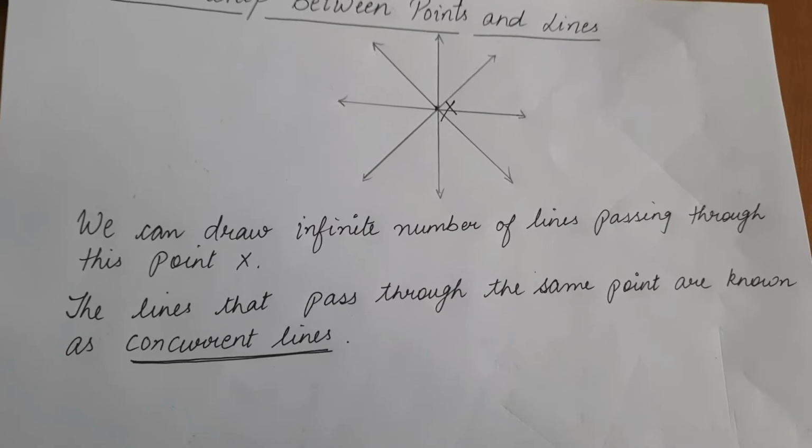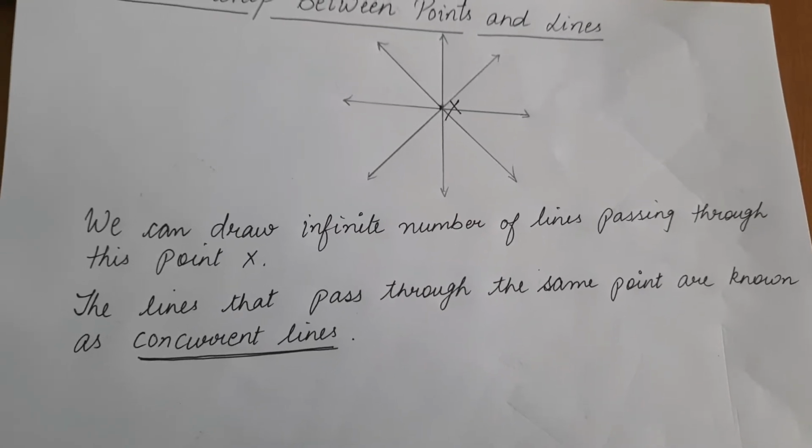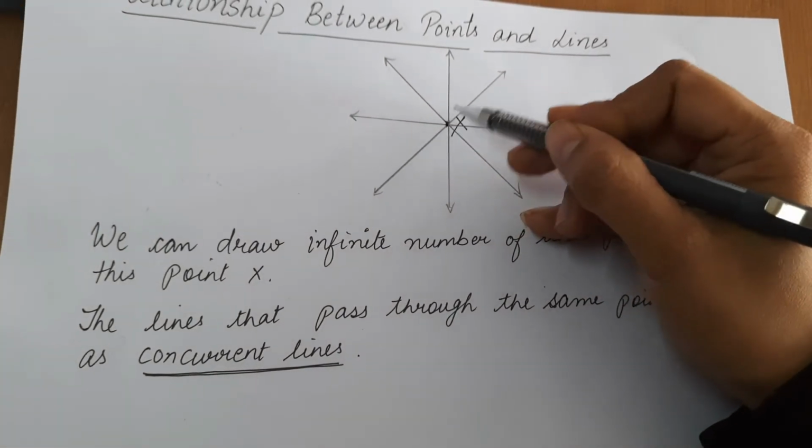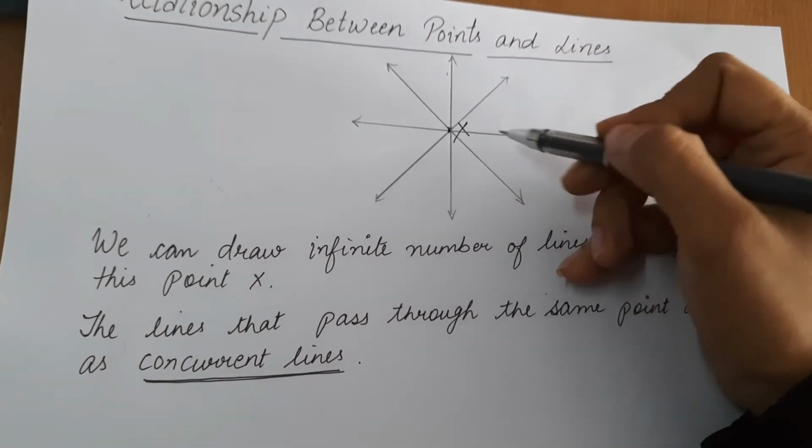And the lines that pass through the same point are called concurrent lines. Here all these lines are passing through point X, so these lines are called the concurrent lines.